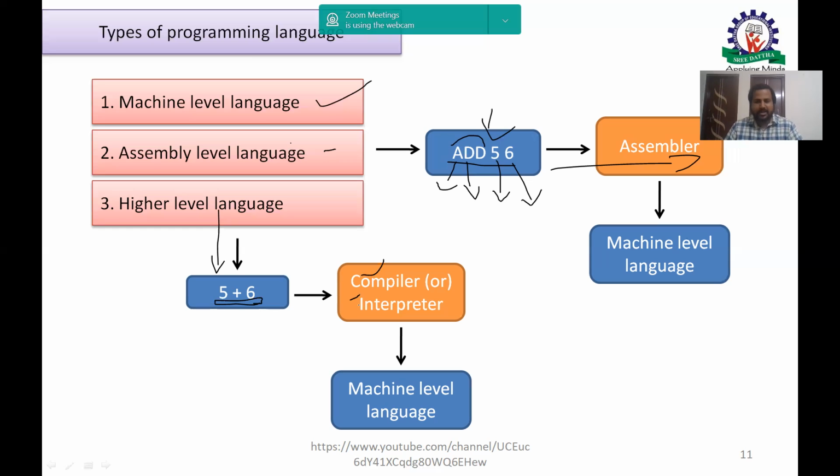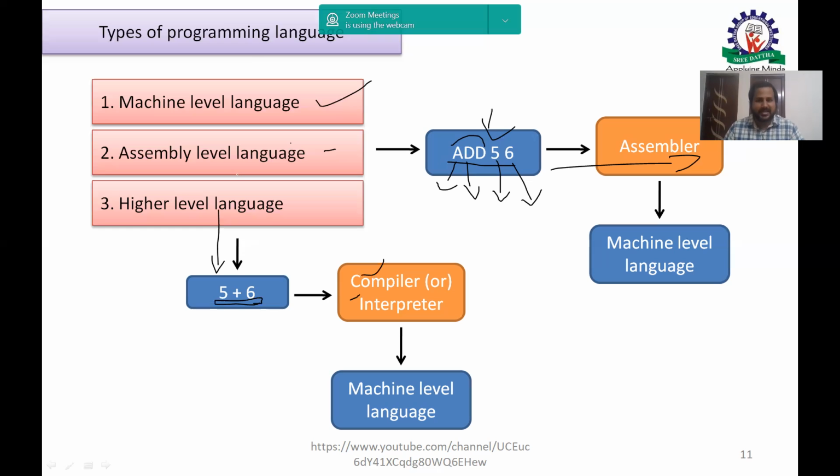We will see what is a compiler and what is an interpreter. These are also special programs to decode your instructions into machine level language. So they convert your instruction into machine level language. You can use either assembly level language or high level language, but high level languages are more user friendly. You can understand them much more easily than assembly level languages.